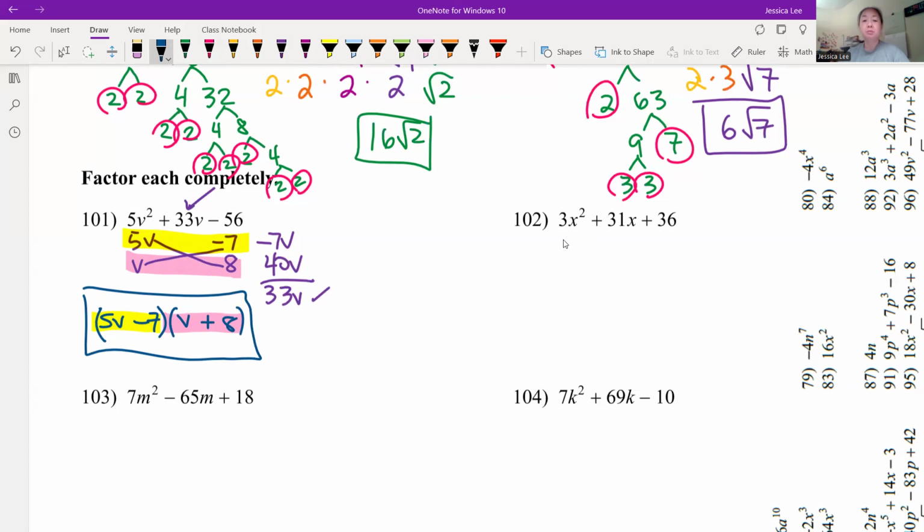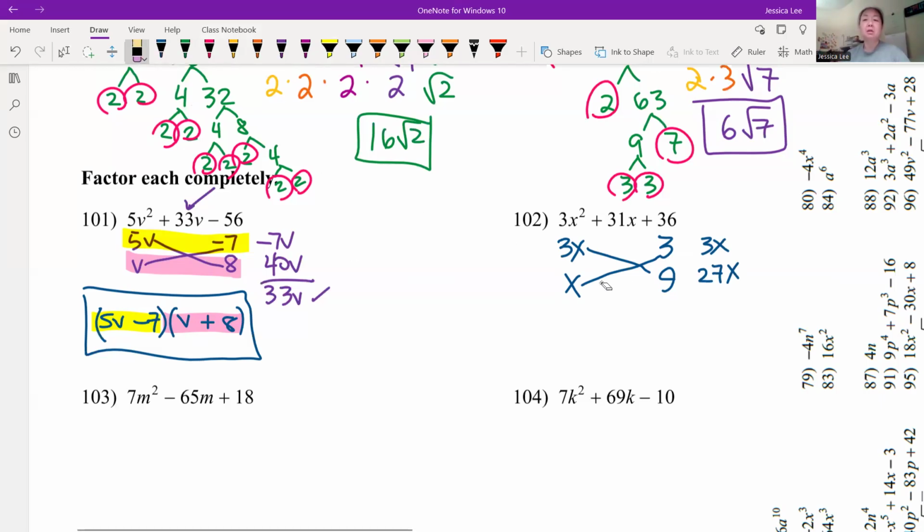Again, 3x squared, we got 3x and x. There's a lot of ways to get 36. Let's try 9 and 3. So 3 times 9. So x times 3 is 3x. 3 times 9 is going to be 27x. Ooh, that gives me a 30, though. That's not going to work.